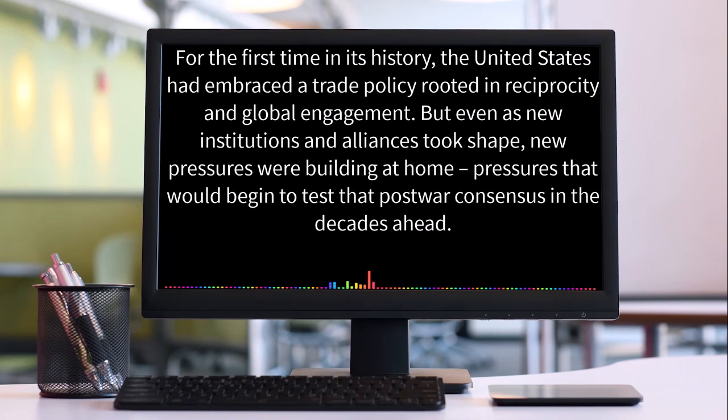global engagement. But even as new institutions and alliances took shape, new pressures were building at home, pressures that would begin to test that post-war consensus in the decades ahead.